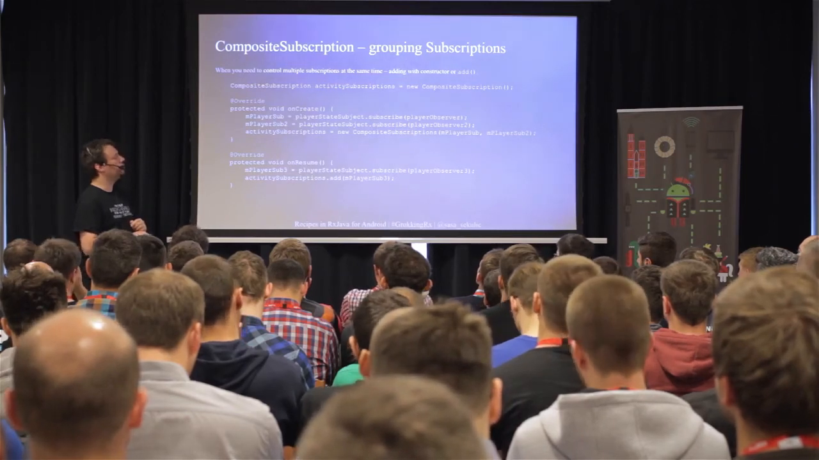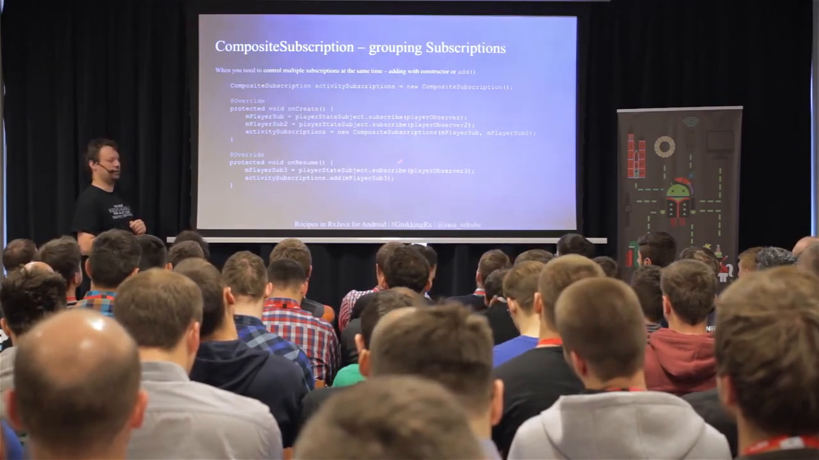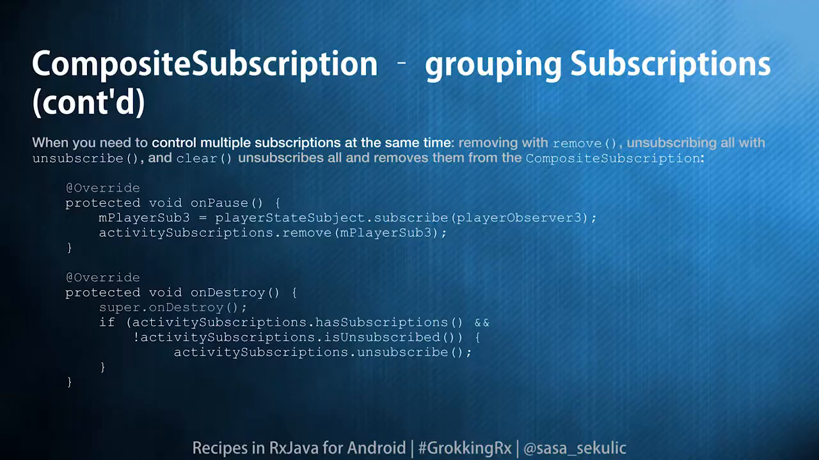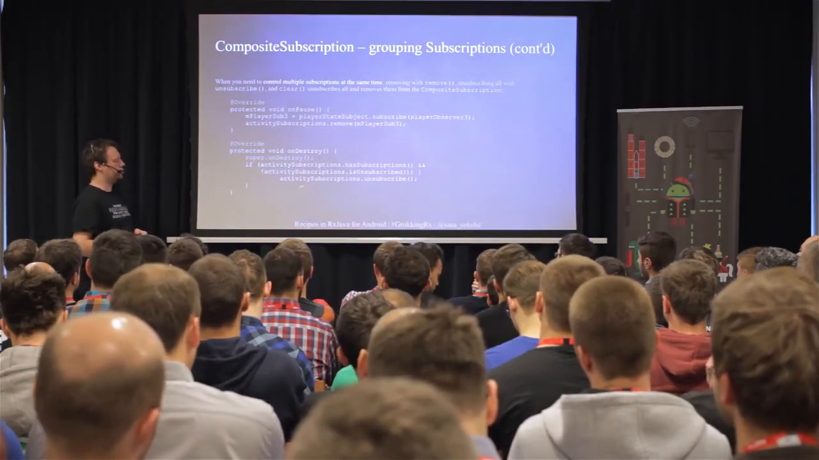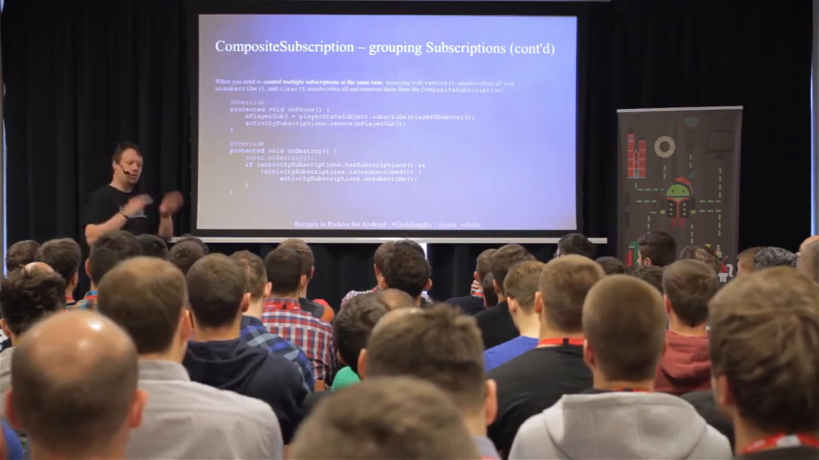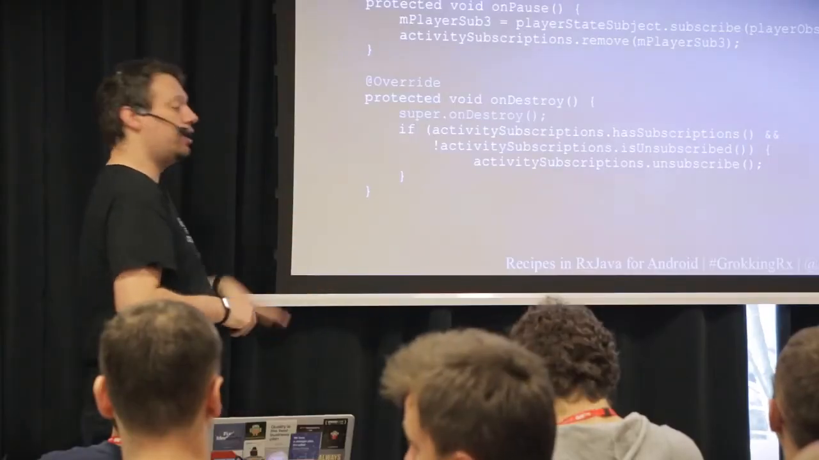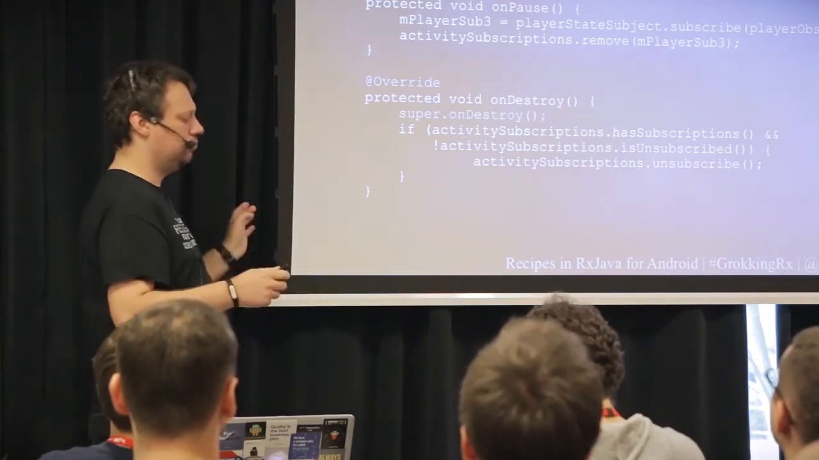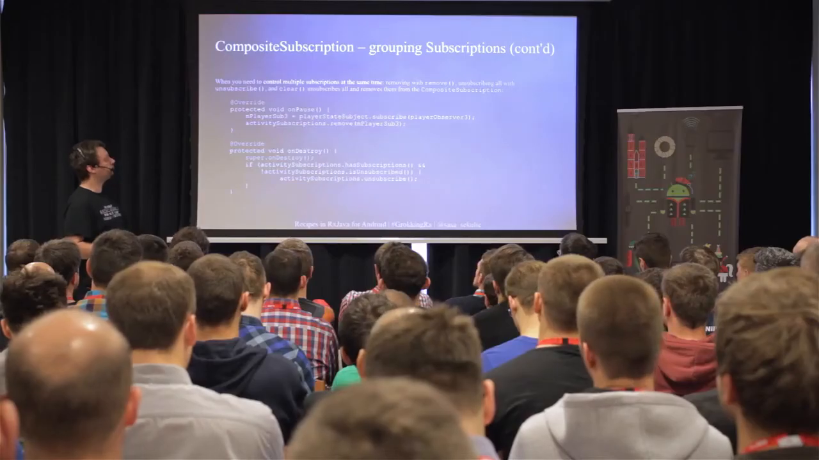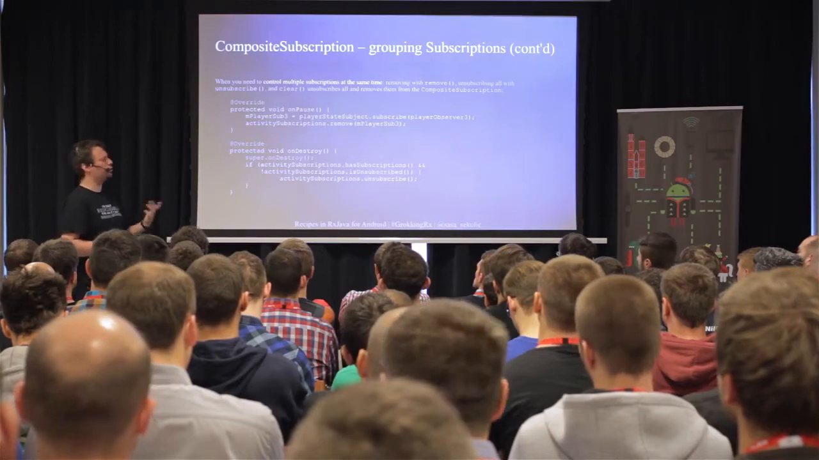So, for example, this was in onCreate, and in onResume we want to add another one. Then on pause, we want to remove one of those subscriptions. Okay, there's remove. And then at the end, we say, okay, we don't care about this anymore. You just call unsubscribe, and it will unsubscribe all the subscriptions that you have in there. You can also call clear, which will unsubscribe and remove them from the object, so they're not referenced anymore. That's an easy way to control all of them.